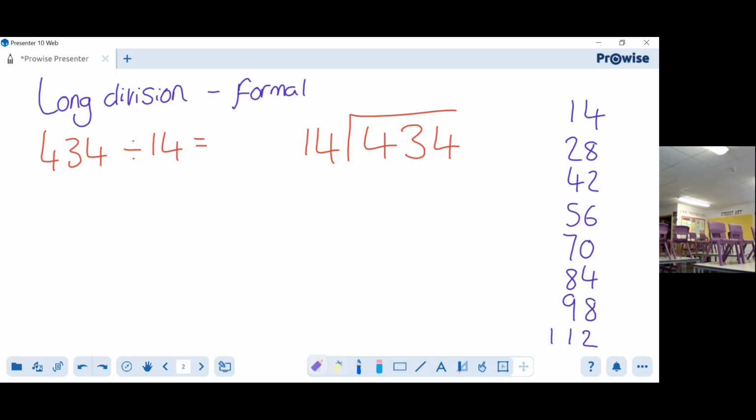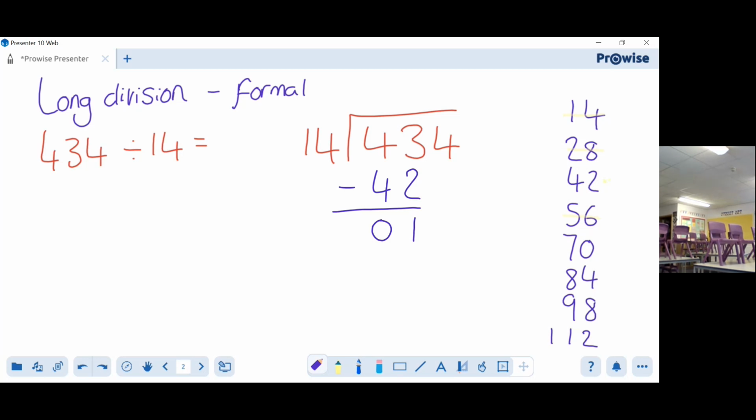So we look down our list. This is why we wrote our list in the first place. Not 14. It's not going to be 28, so we can still go higher. 42. It can't be 56 because that would be too high, and we can't take it away from 43. So we take 42 away from 43. 3 take away 2 is 1, and 4 take away 4 is 0.